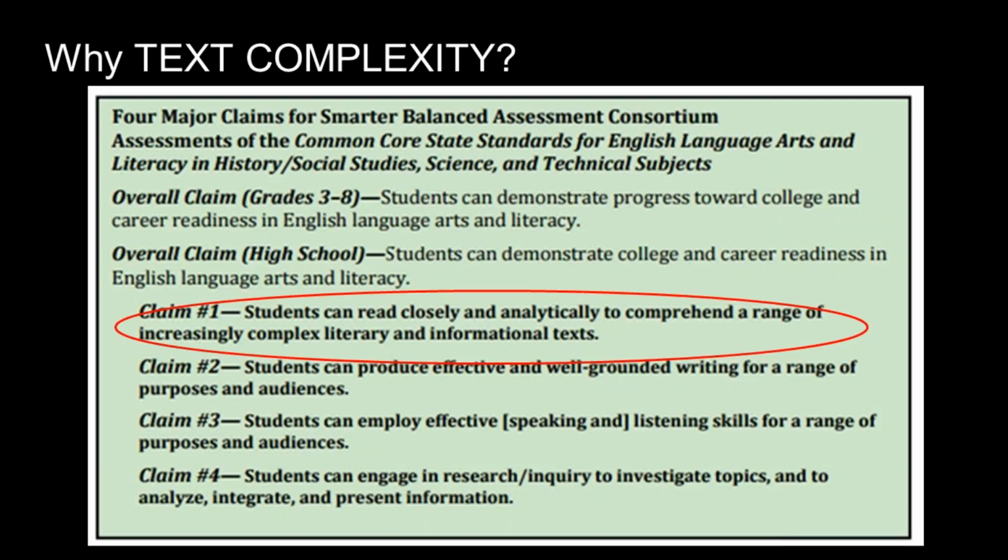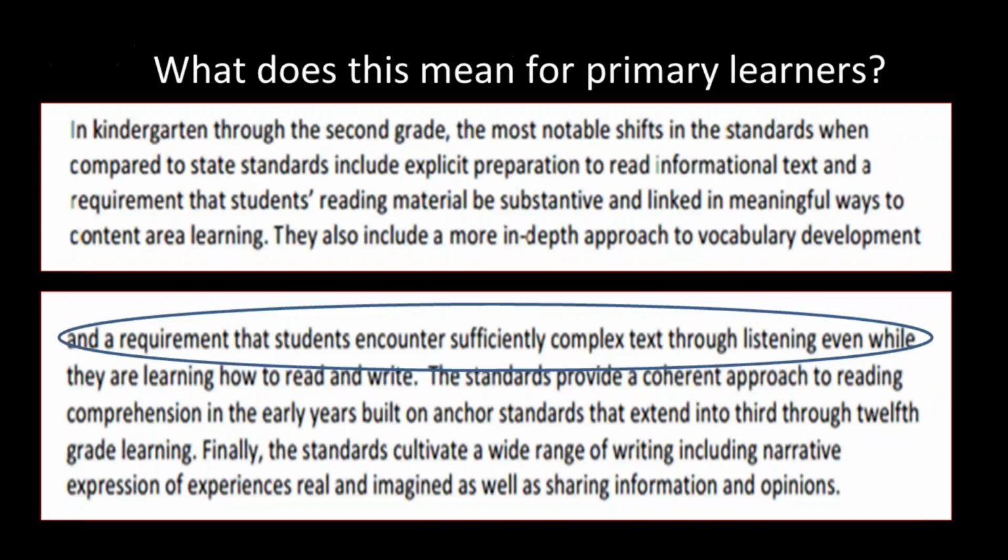On the slide right now, you're going to see 4 claims that are linked to the Smarter Balanced Assessment. And claim number 1 very specifically says that the students need to be able to read closely and analytically to comprehend a range of increasingly complex literary and informational texts. And so if we know that there is an external assessment that is going to hold our kids accountable to these demands, we as the educators in front of them on a day-to-day basis need to make sure that we're versed in what those components of text complexity entail.